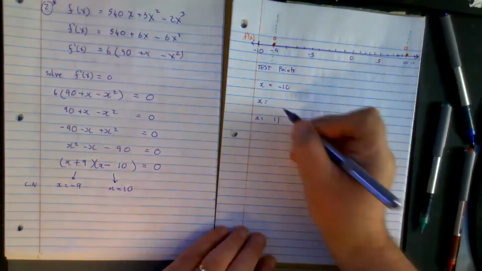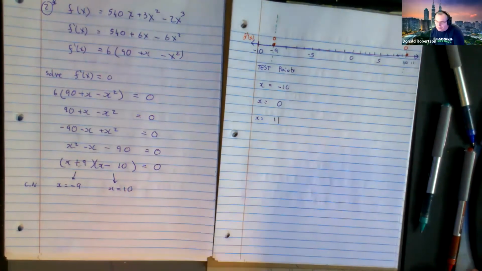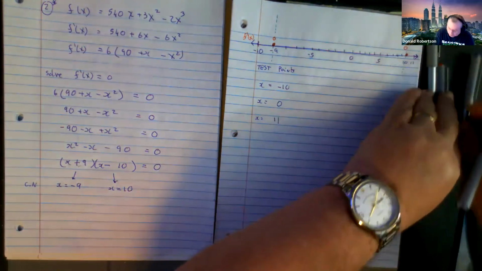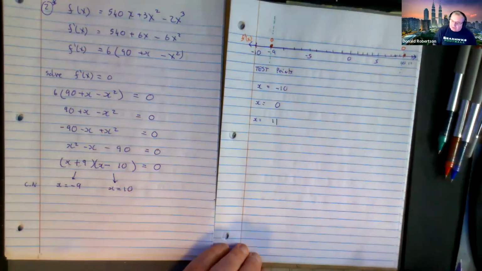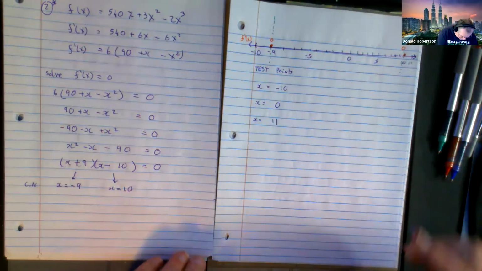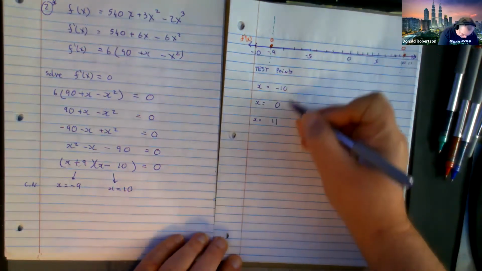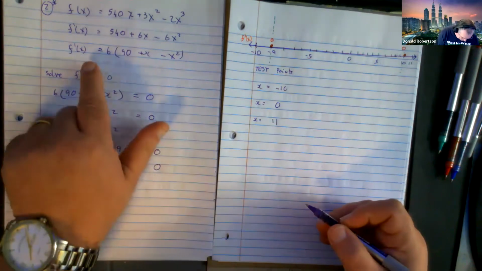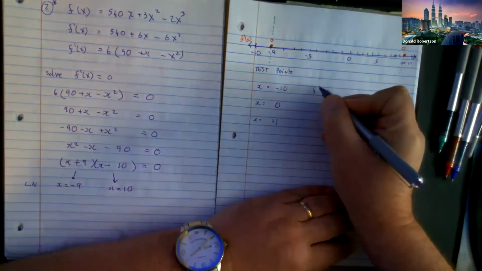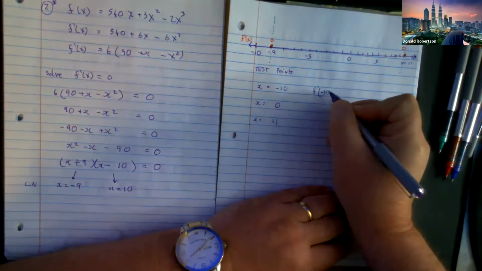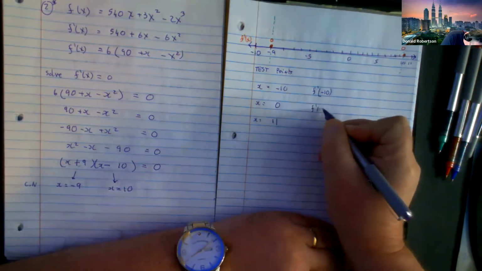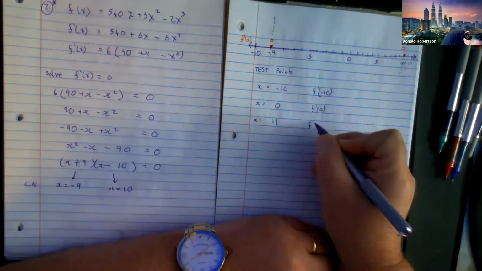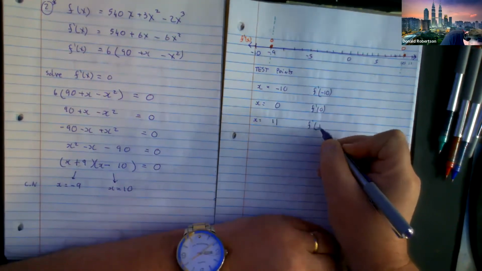Anybody want to tell me what I'm going to pick in the middle? 0. I always like 0. I always pick 0 if it's a choice. And I pick numbers like 1 and 2 if they're a choice as well, to make my life easy. Now, for each one of those, we need to find out what the derivative is at -10, what the derivative is at 0, and what the derivative is at 11.